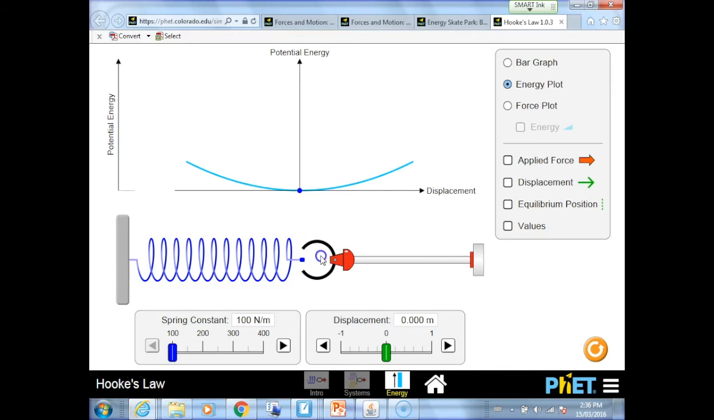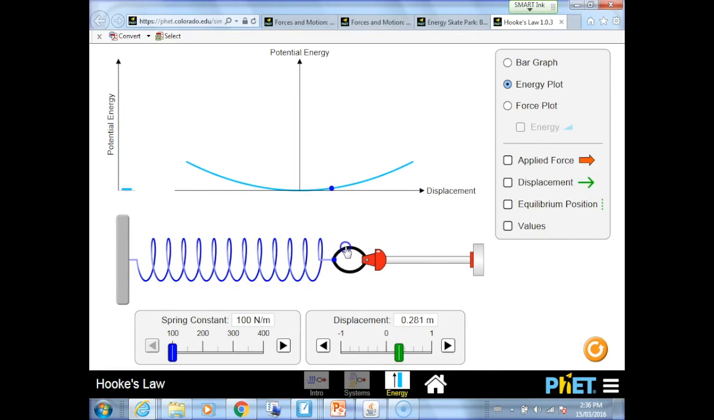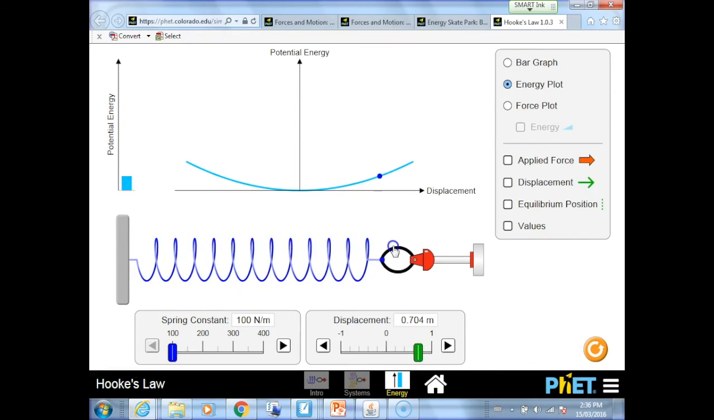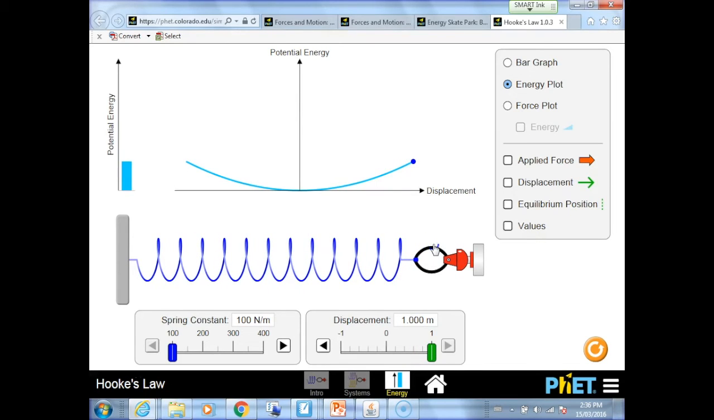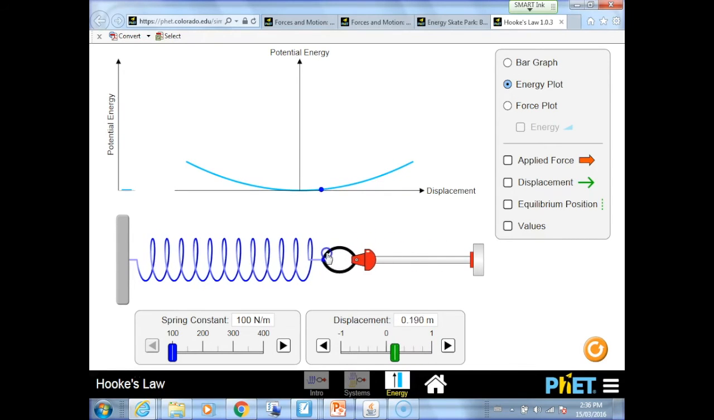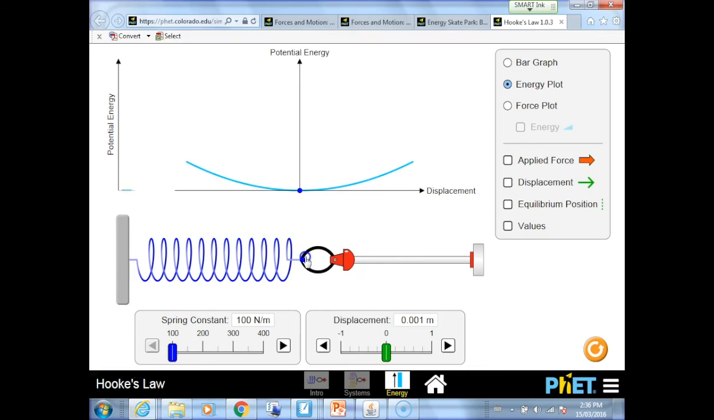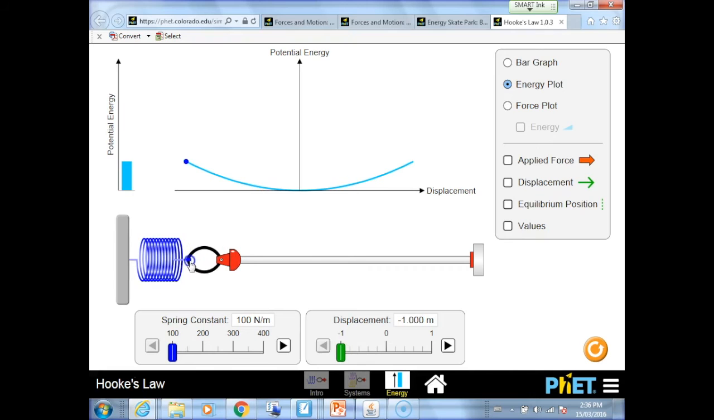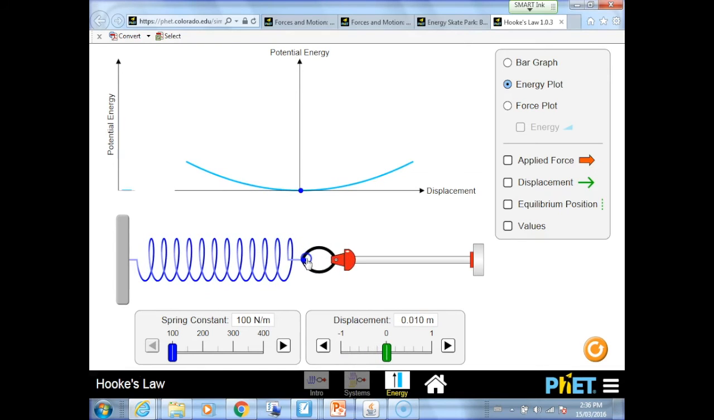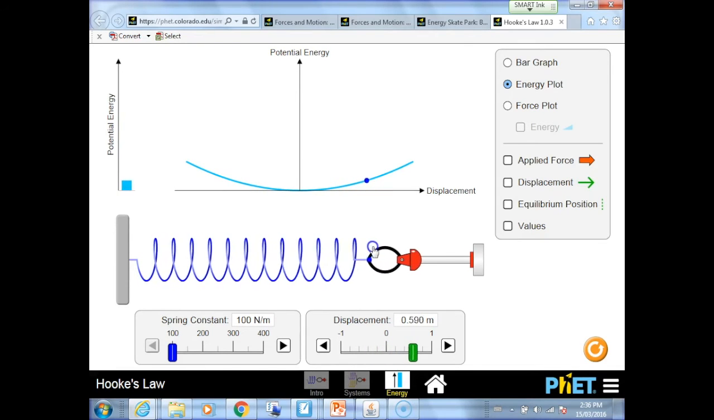So if we take the end of this, you can see as we extend it, its potential energy is increasing. It's going up that graph until we reach its maximum position. And again, when we bring it back, we can see it goes back to its neutral spot. No potential energy. And again, when we compress it, we see the potential energy increase again. And you can see the potential energy bar graph on the left side of this little diagram. Goes down to 0 and then climbs right back up.